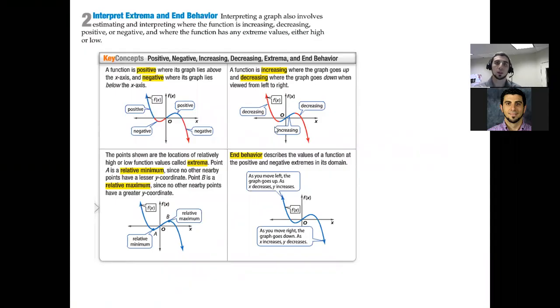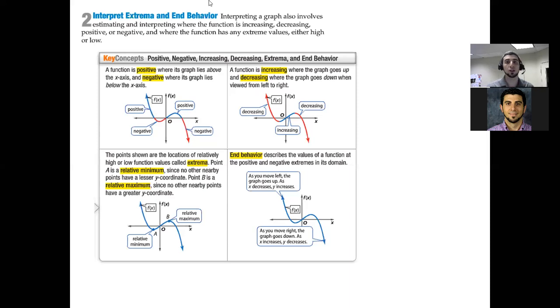Okay, so let's look at this table here, and it describes a whole bunch of things about this same graph. If we're talking about positive or negative, we're talking about where the graph lies above the x-axis and below. Notice in blue here and right here, the graph is positive because the y values of that function lie above the x-axis, therefore the graph is positive there. In the red sections, the graph lies below the x-axis, therefore the y values would be negative, and so we say that the function is negative there.